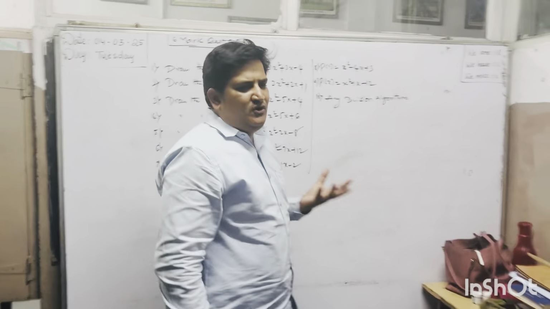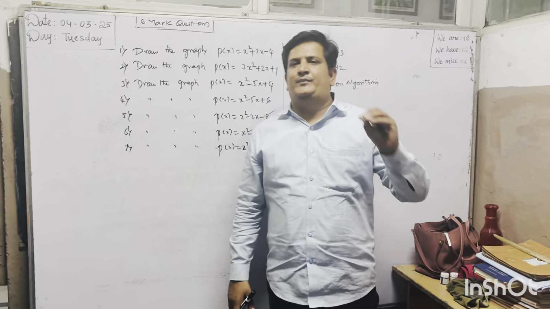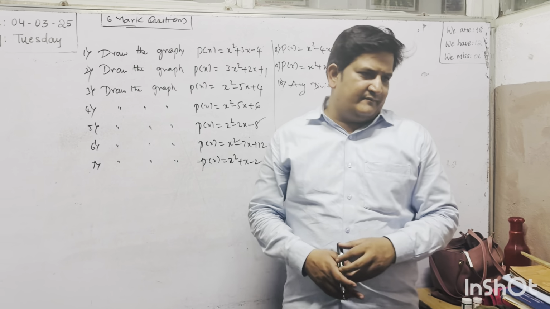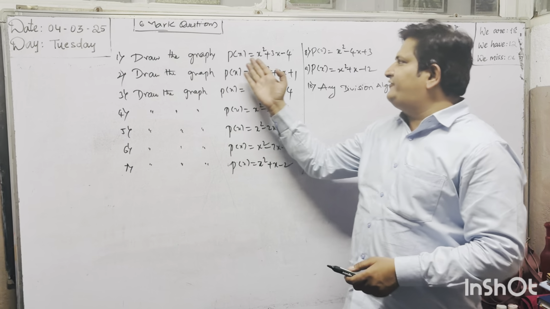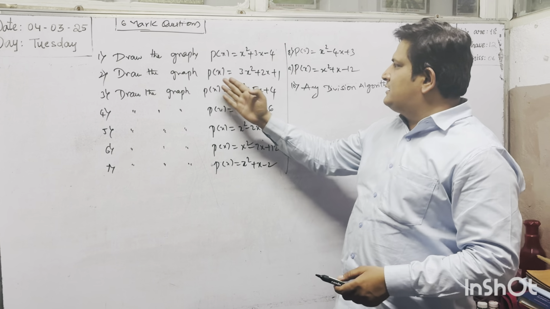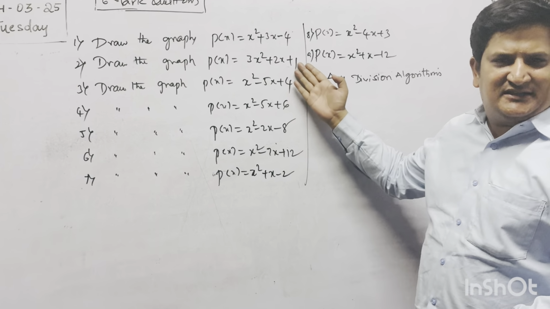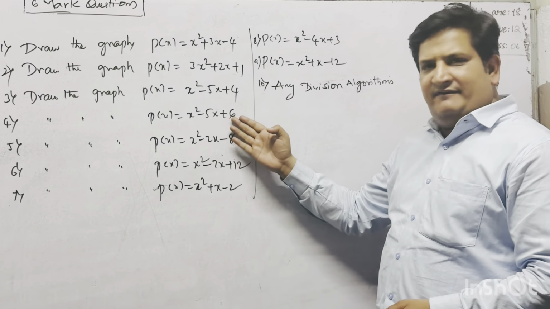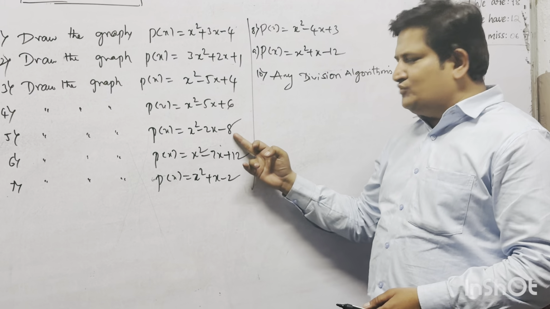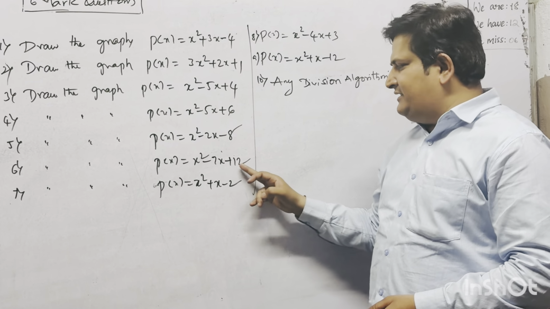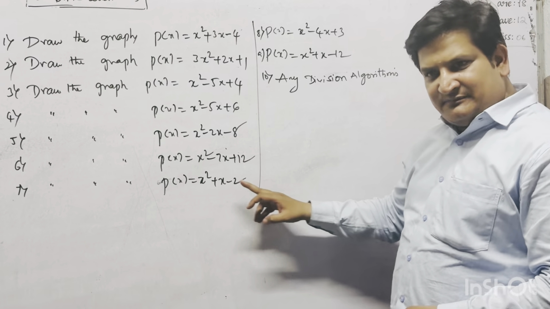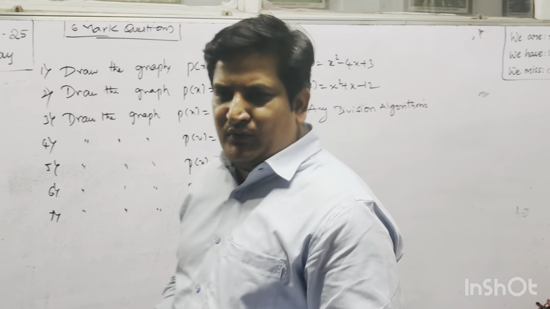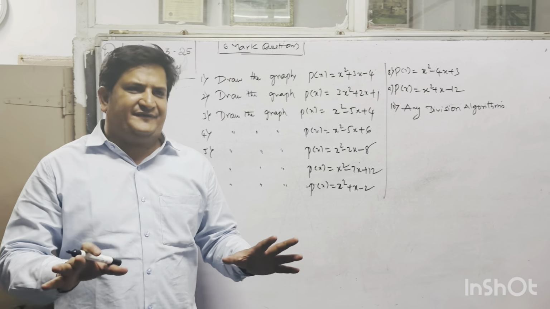Now, 6 marks. 6 mark questions from polynomials, max to max every year he will give graph. So your graph: draw the graph of x square plus 3x minus 4, draw the graph of 3x square plus 2x plus 1, draw the graph of x square minus 5x plus 4, x square minus 5x plus 6, x square minus 2x minus 8, x square minus 7x plus 12, x square plus x minus 2, x square minus 4x plus 3, x square plus x minus 12. Mostly 6 marks you will get graphs only.